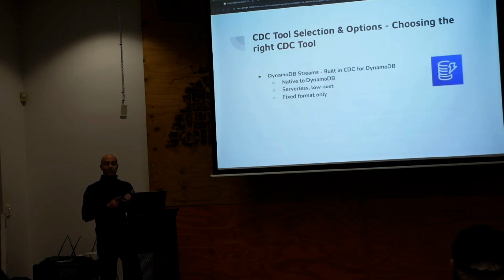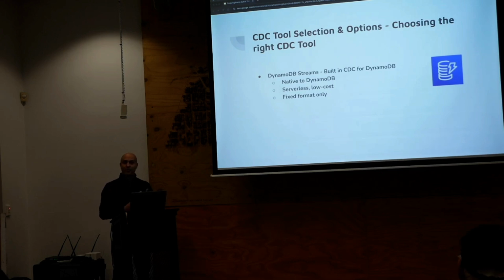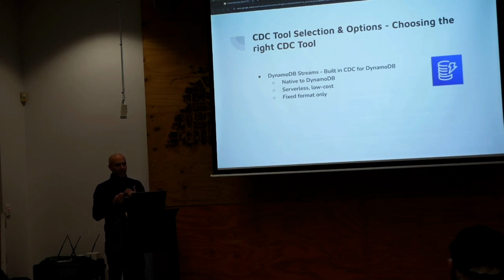DynamoDB Streams is your go-to if your source is DynamoDB, which makes sense. It's fully managed, it's serverless. That's ideal for triggering Lambda functions on data changes. The format is fixed based on your stream view type, which we covered earlier. So there's limited transformation flexibility, but it's incredibly simple to use. It's cost effective for real-time event-driven workflows within the AWS ecosystem.